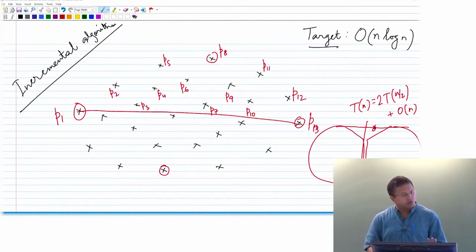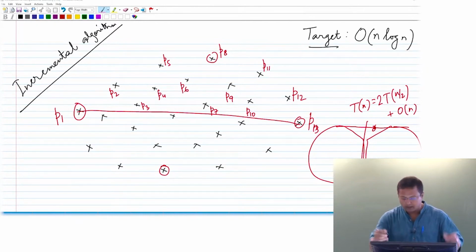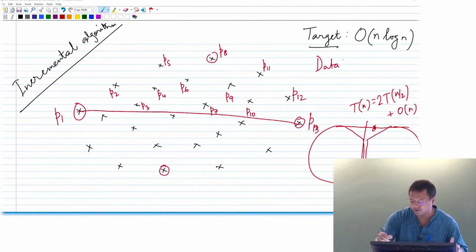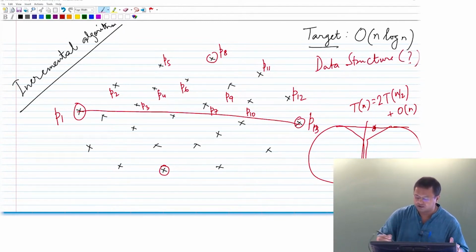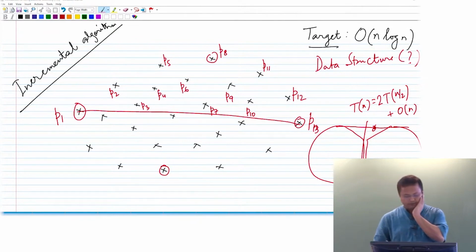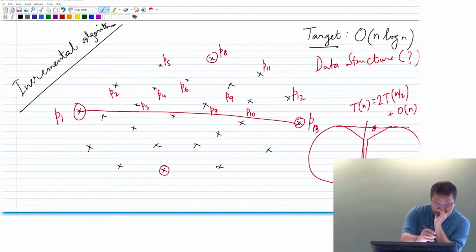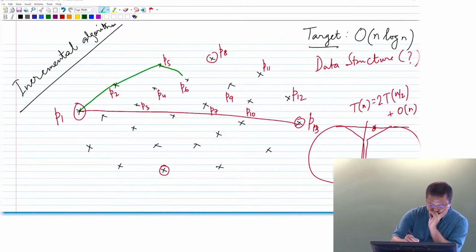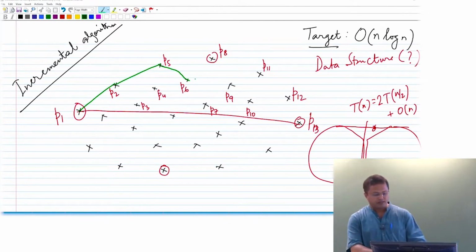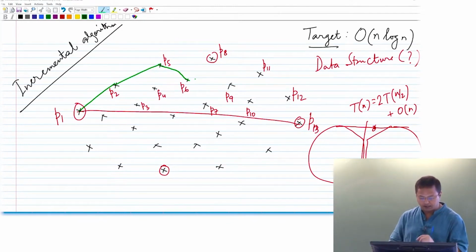Now, this algorithm would use, rather let me not say it to start with, we will use some data structures. We will see what we use. Now, the idea of this algorithm would be as follows. Say it has computed the convex hull correctly up to this point.